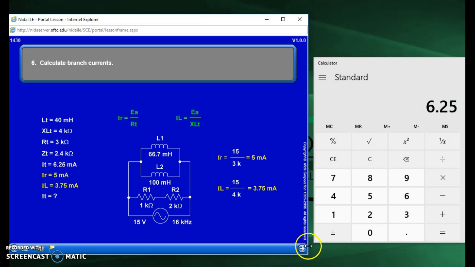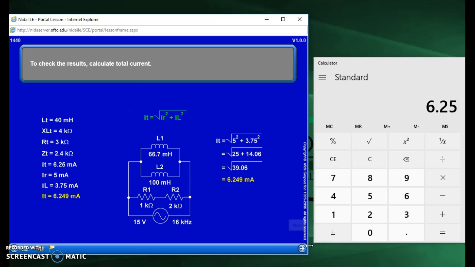Now we want to calculate the I of each of the values here. And we look and we divide 15 volts, which is our applied voltage, by the 3K, which is the sum of this series part of this parallel branch we have here. And 15 divided by 3K gives us 5 milliamps. I'm not going to do that on the calculator. You're welcome to. And we have to take the X of LT of what this parallel branch represents. It was 4K. 15 divided by 4K gives us 3.75 milliamps.